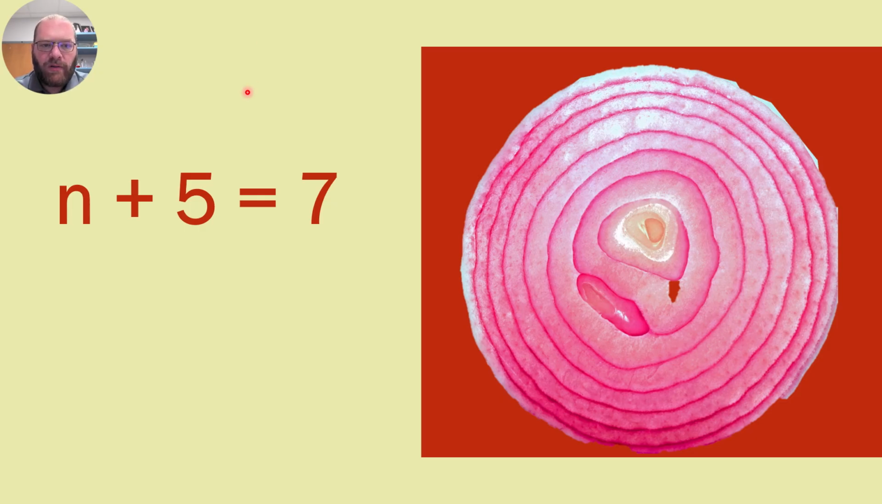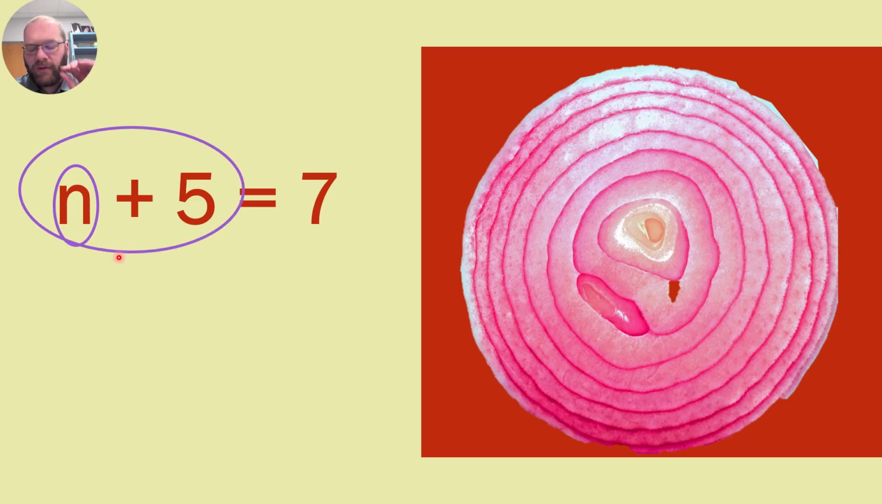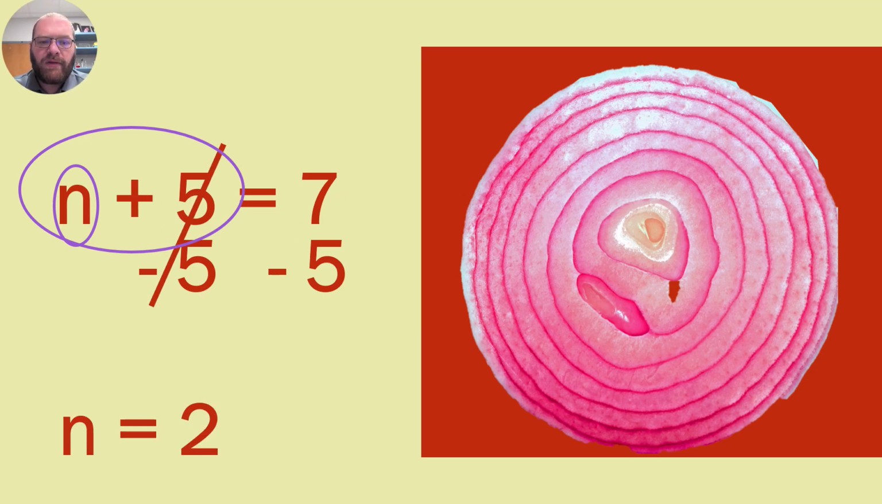So here we need to solve for n. We're going to draw a layer around n. That's going to be the center of our onion. Everything that is done to n or with n adds another layer, and in this one, it's just the plus 5. So in order to undo plus 5, we subtract 5. Whatever we do to one side, we also have to do to the other. So 5 minus 5 cancels out, that's 0, and then 7 minus 5 ends up being 2. I know this is kind of basic, but I just want to make sure we're all on the same page. This is how we're going to approach doing this.